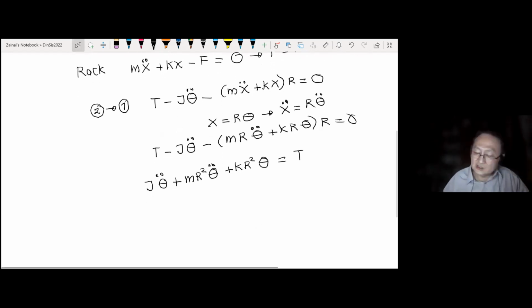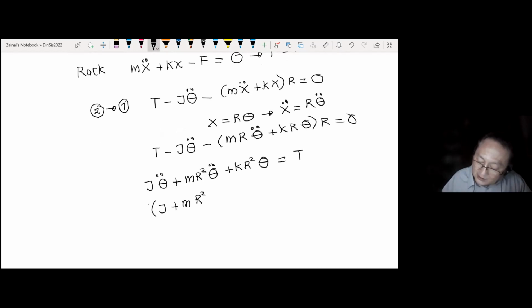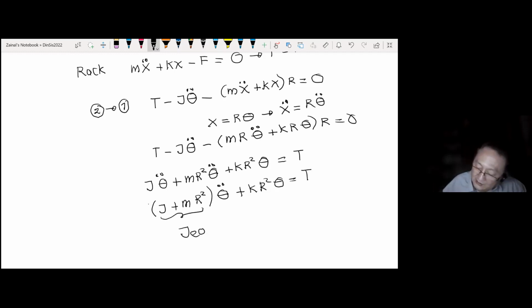So this one becomes J plus m r square, theta double dot, plus k r square theta is equal to T. So this one is J equivalent.